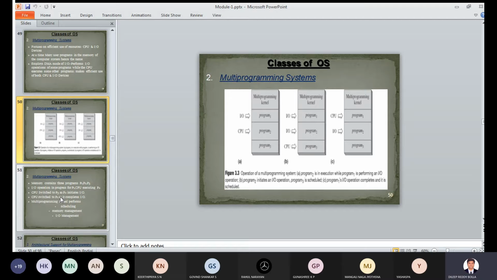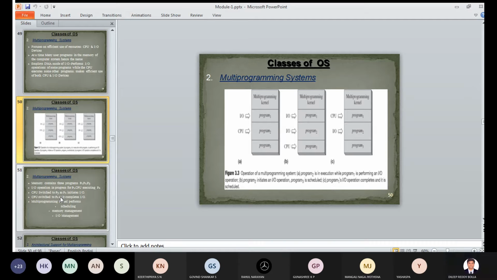This has two modes: one is DMA mode and the other one is IO mode. It employs DMA mode of IO, input output. So we are able to perform input output operations of some programs while the CPU is executing. Even though the CPU is executing, we are able to perform some input and output operations.